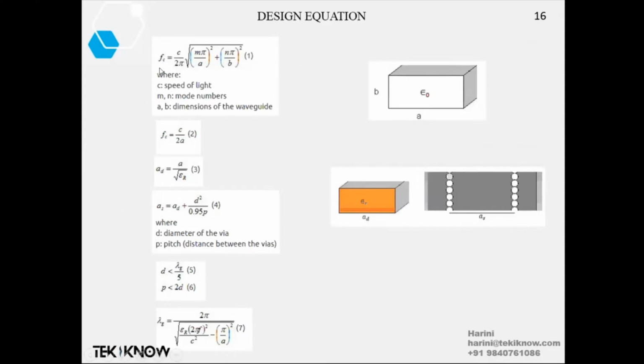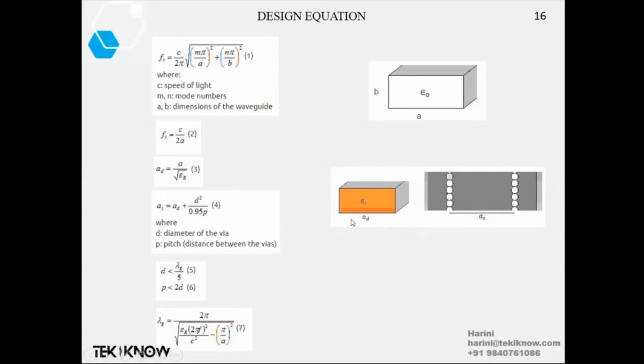In the design equation, first is FC, the frequency of operation. If you are placing the frequency of operation, C is the speed of light, and M and N are the number of modes. I think you may be aware of the modes of operation, that is TE10, TE01, TE11, TM, transverse electromagnetic modes. There are types of modes. So you can get FC, and the other quantity is the dimension of these things.